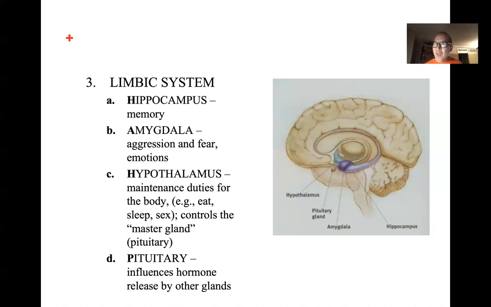Alrighty. So what does the maintenance lady have to do? She's involved in some basic functions, like eating, sleeping, and sexual behavior. Not sensory information like visual, auditory information. It also controls the master gland, the pituitary. So guess what? Hypothaly is involved in a lot of important stuff, but more maintenance stuff. And finally we have the hippocampus, which is right here, which has an important role in memory consolidation.